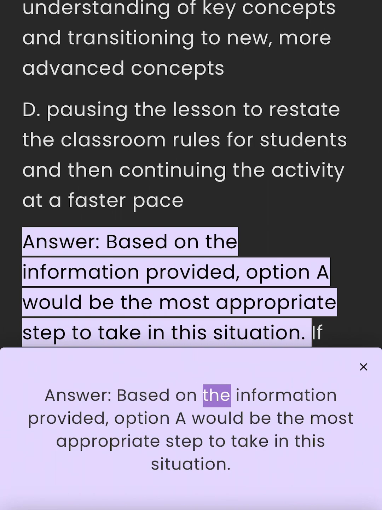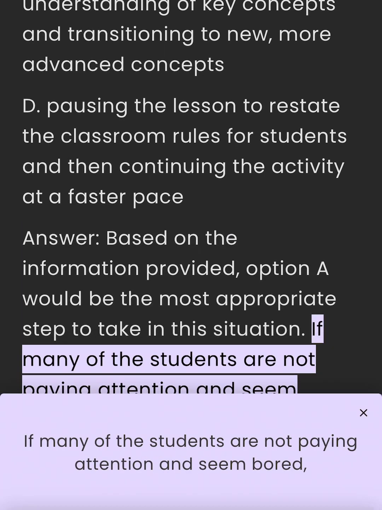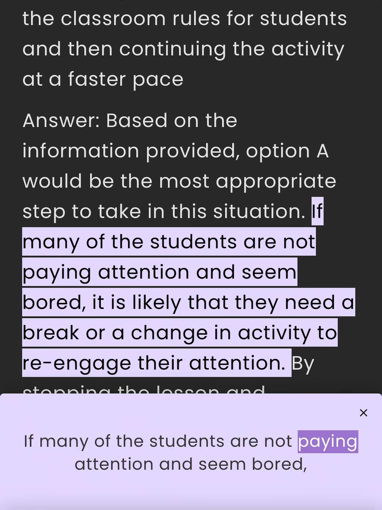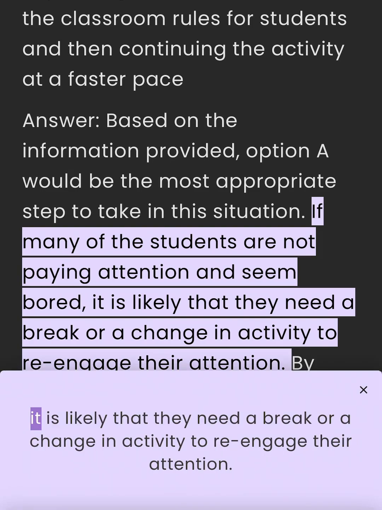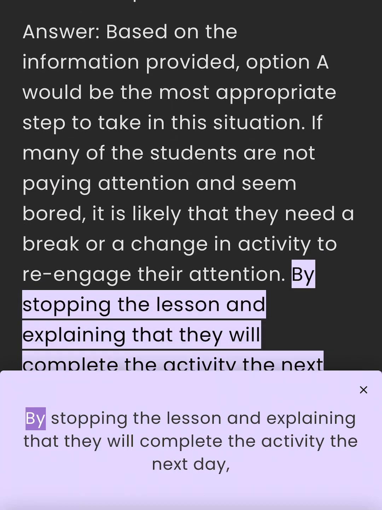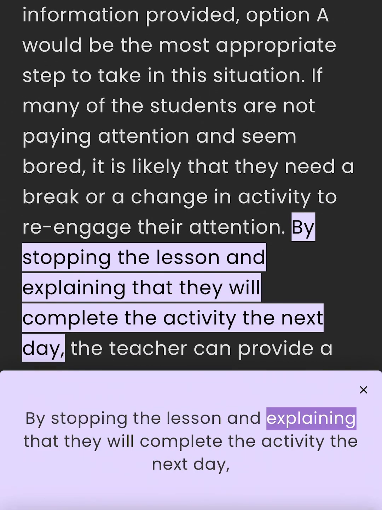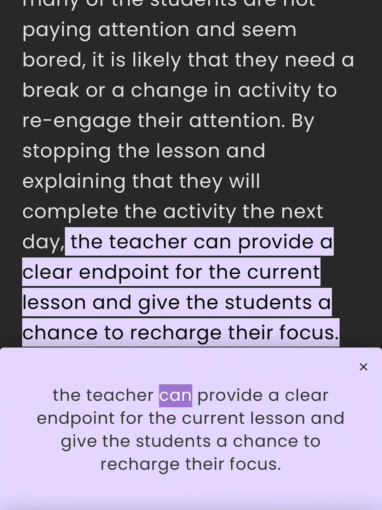Answer: based on the information provided, option A would be the most appropriate step to take in this situation. If many of the students are not paying attention and seem bored, it is likely that they need a break or a change in activity to re-engage their attention. By stopping the lesson and explaining that they will complete the activity the next day, the teacher can provide a clear endpoint for the current lesson and give the students a chance to change their focus.